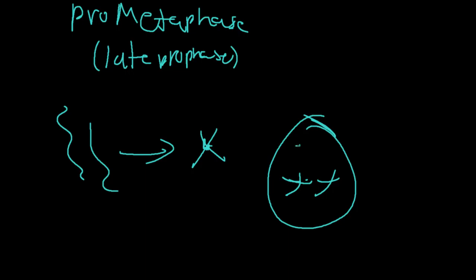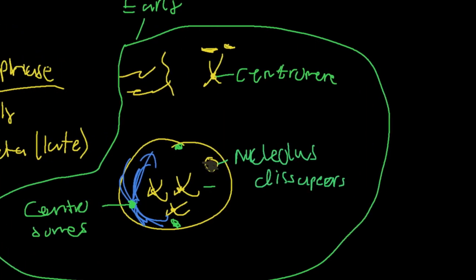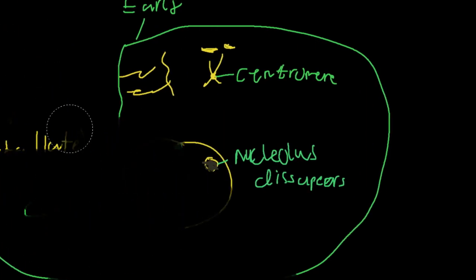At this point, the spindle fibers have reached their polar opposites, and now they're starting to send their spindle fibers onto each side of the chromatin. So we'll have two spindle fibers attaching onto each of the chromosomes. All that's going to happen at this point is that we're going to allow the nucleus to be prepared for metaphase. So moving on from that, let's talk about metaphase. Let's just get rid of prophase real quick. So prophase has now disappeared.